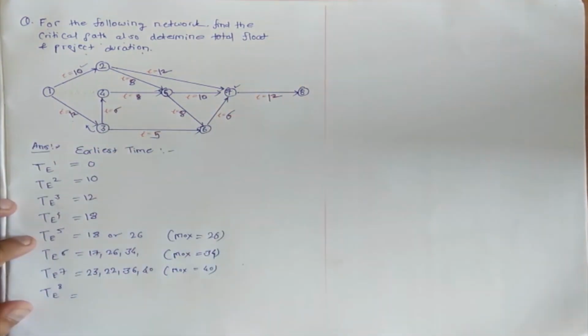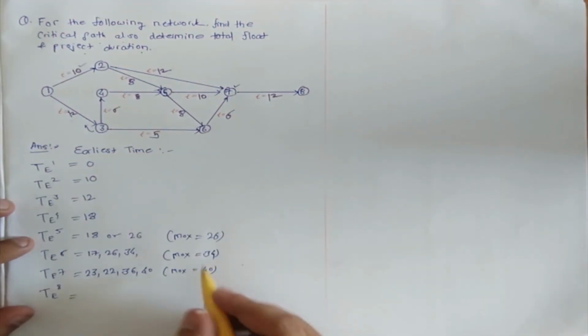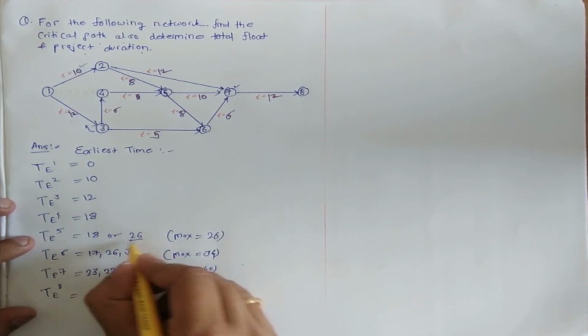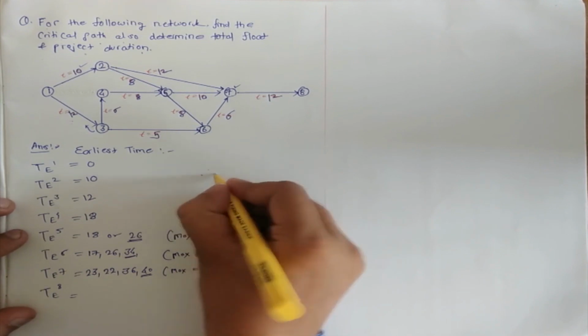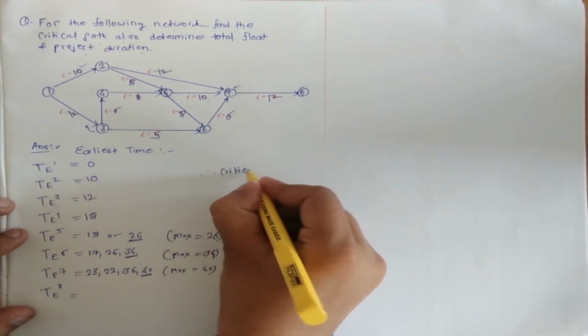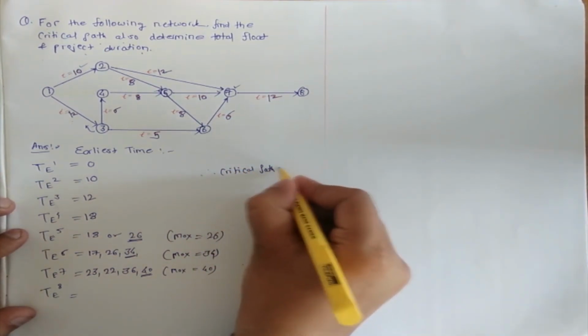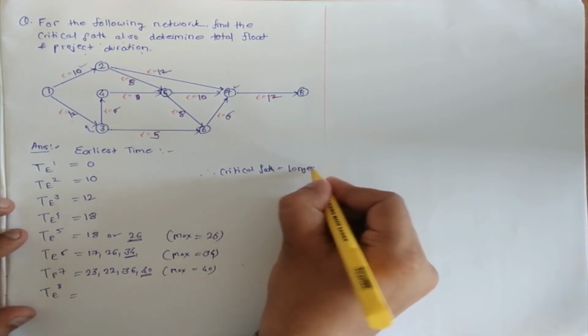So there are many ways to reach the event, and for the critical path, we consider the longest path. The critical path means the longest path.